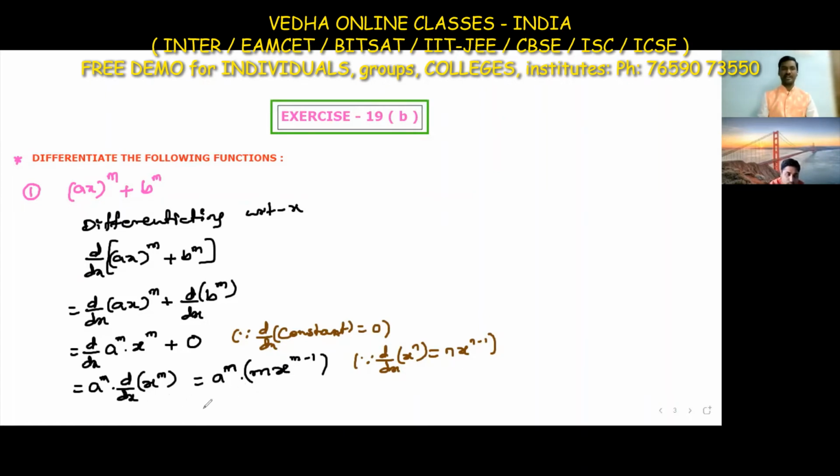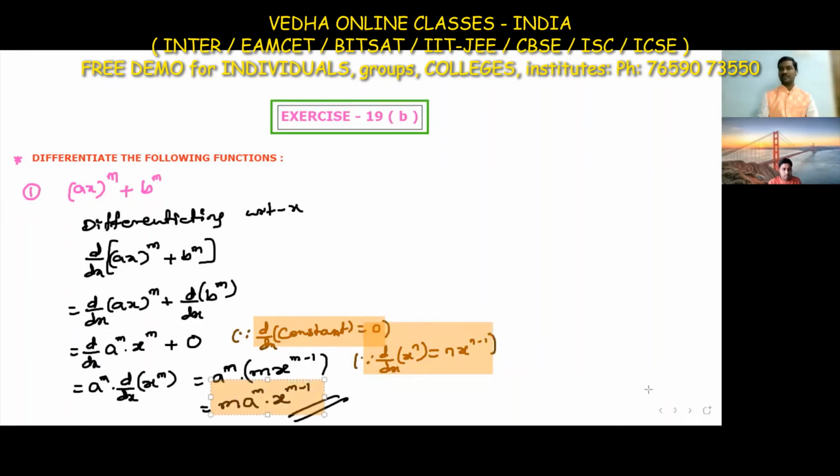So the final answer for this is: m is a coefficient and a^m is also a coefficient, times x^(m-1). This is the final answer. Here what formulas did we use? We used d by dx of a constant equal to 0, and one more formula, d by dx of x^n is equal to n into x^(n-1), is the other formula we use here.